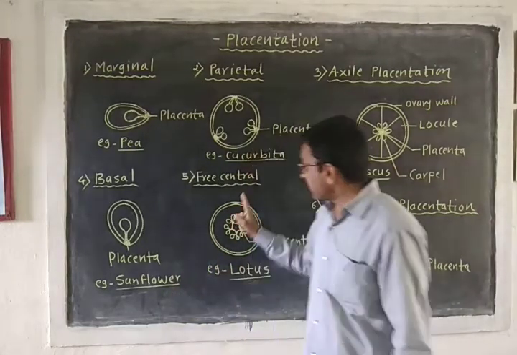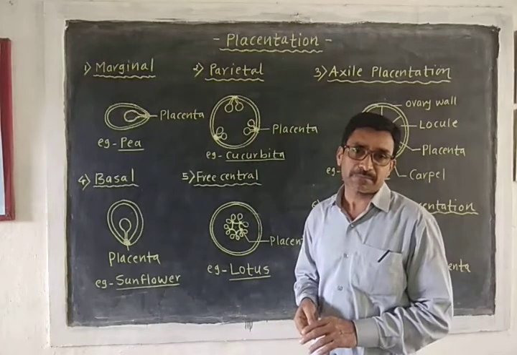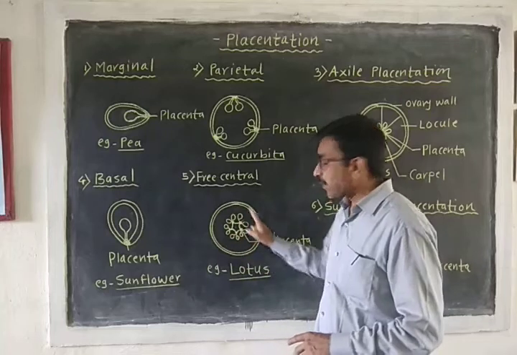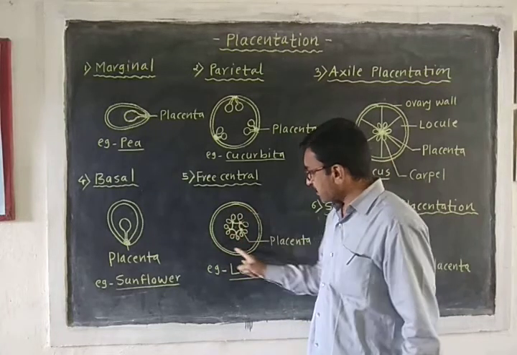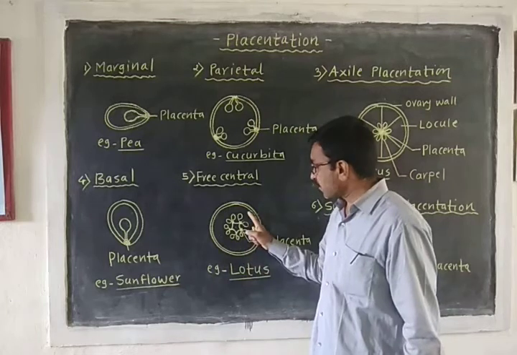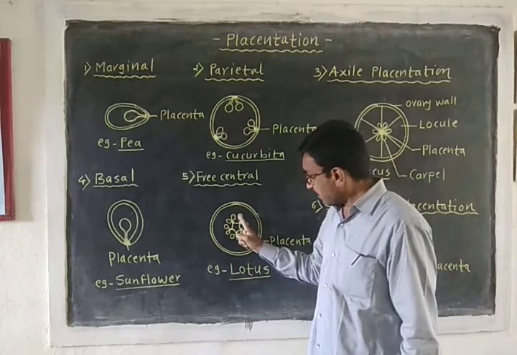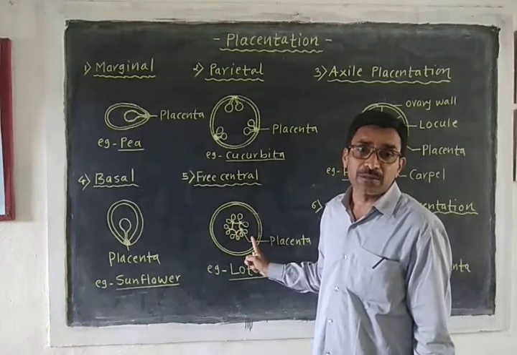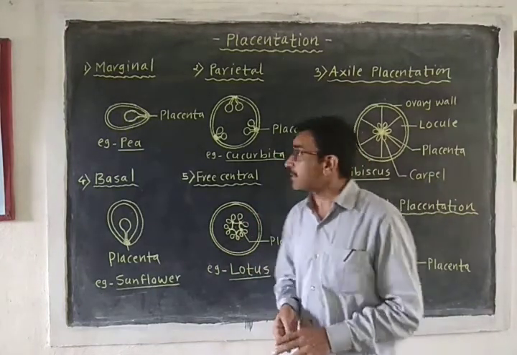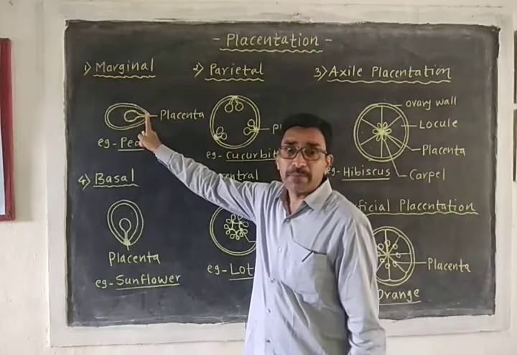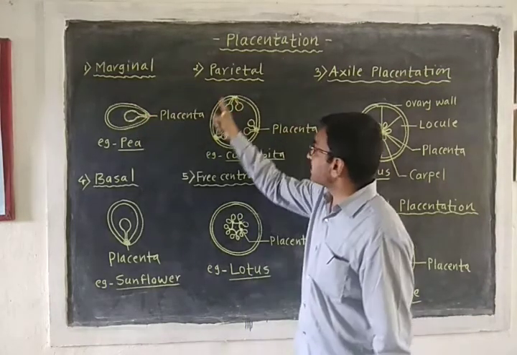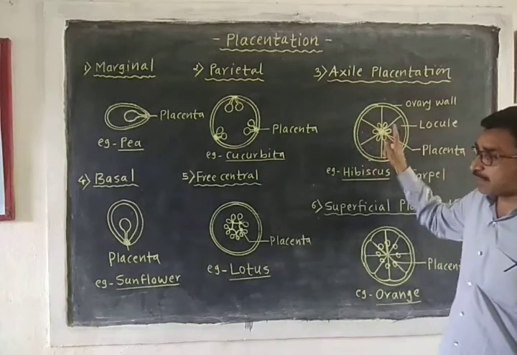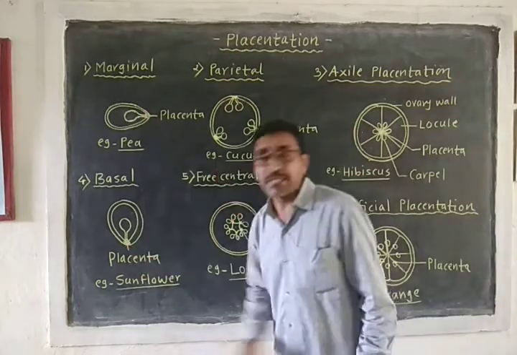The next type is free central placentation. It is also a type of placentation. It is unilocular because a single chamber is present. But here many carpels are present, hence it is called as a multicarpellary. Now the question is where the placenta is present. In the earlier types, the placenta was present at the margin, at the periphery, at the axis, and at the base of the ovary.